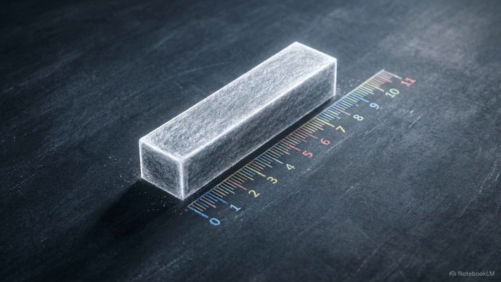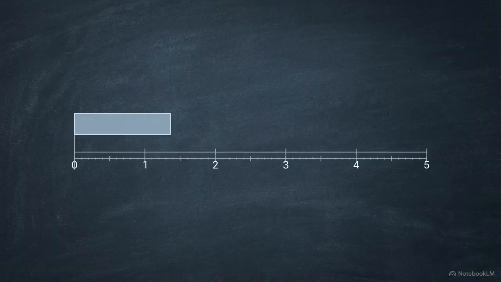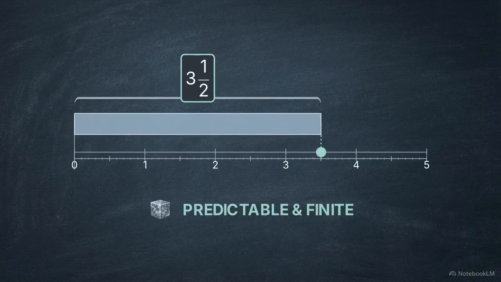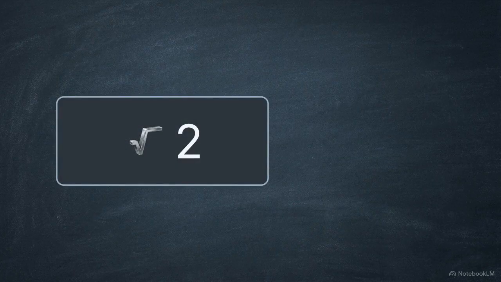Many of the values we use to describe the physical world are exact. Whole numbers and simple fractions allow us to define lengths and quantities that are predictable and easy to handle. But the square root of 2 behaves differently.